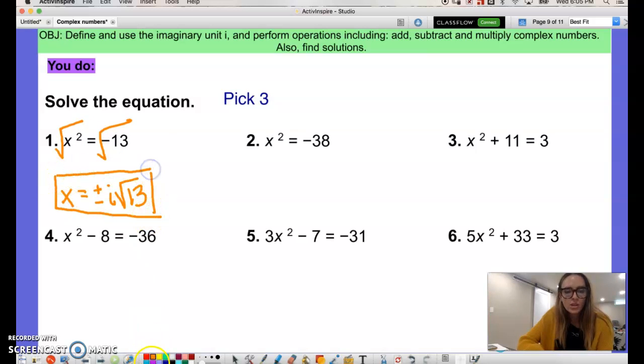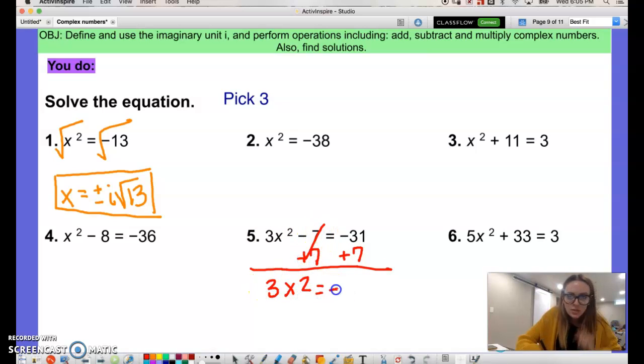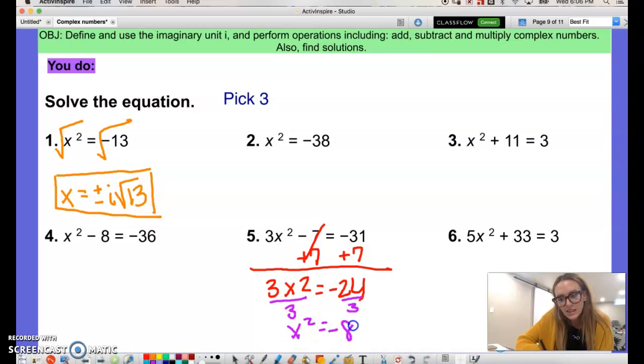Okay, let's choose one maybe over here. It has a funky answer. Let's choose that one because the answer is funny. Okay, so we'll add 7 to both sides. And then we get 3x squared equals negative 24. Divide by 3, divide by 3. And then we have x squared equals negative 8.